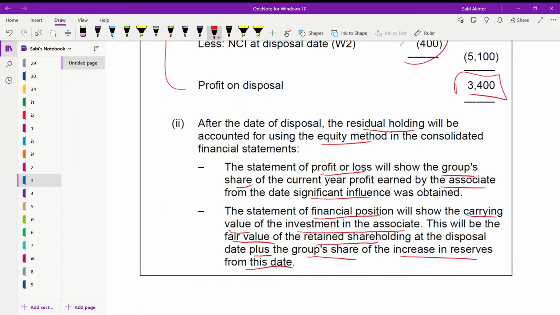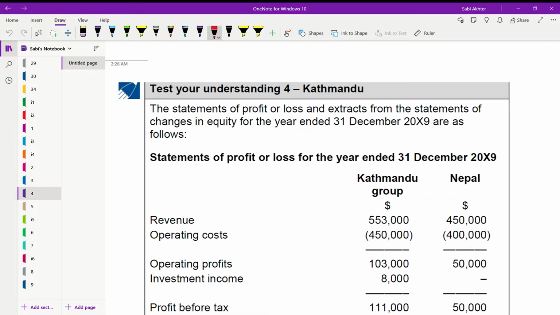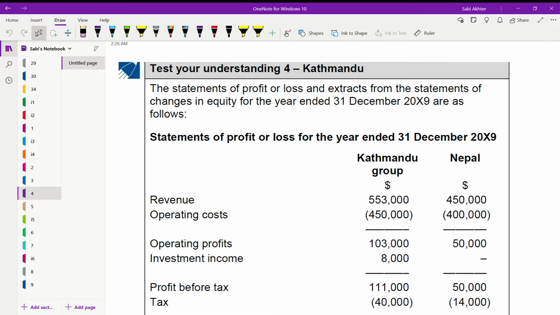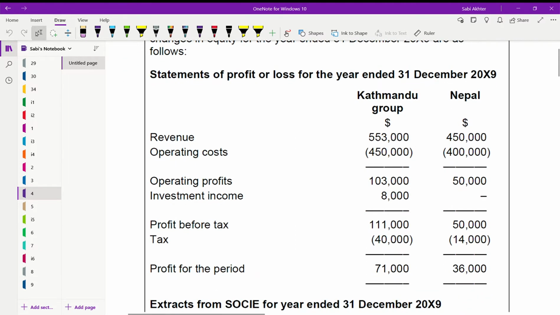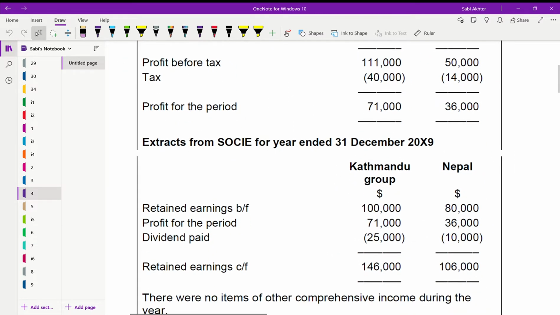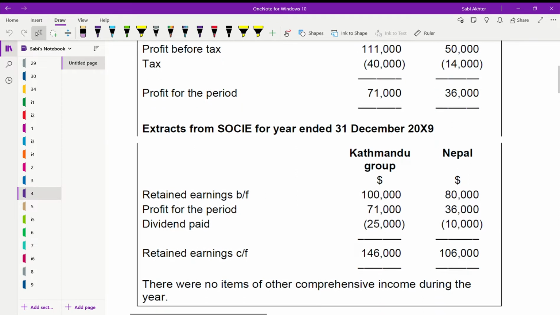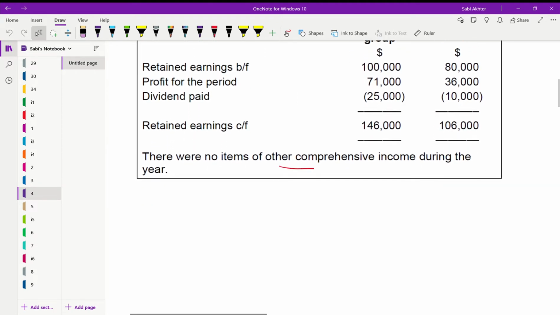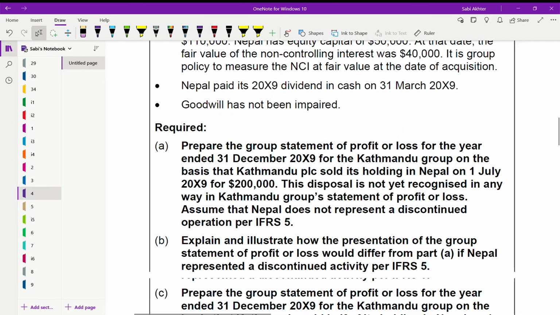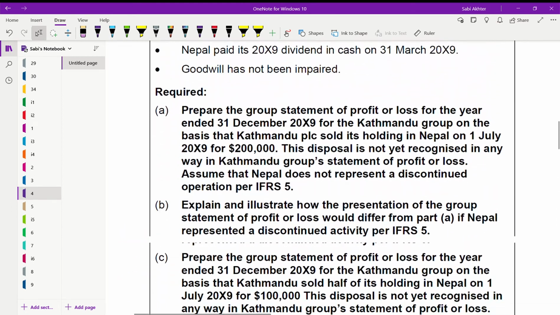Now let us go to test understanding 4, Kathmandu. So you have been given the profit and loss account. And here we have the statement of changes in equity as well. No other items of comprehensive income during the year. Okay. We have some additional information and we have multiple requirements to prepare. Let's see.